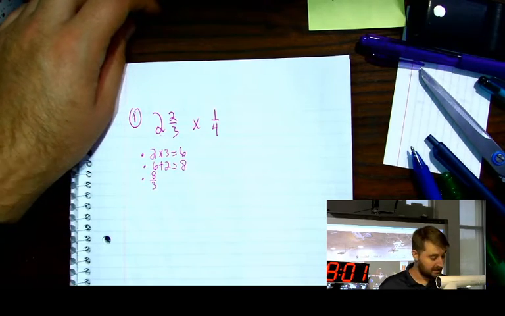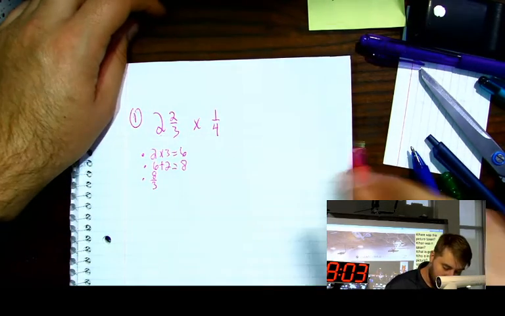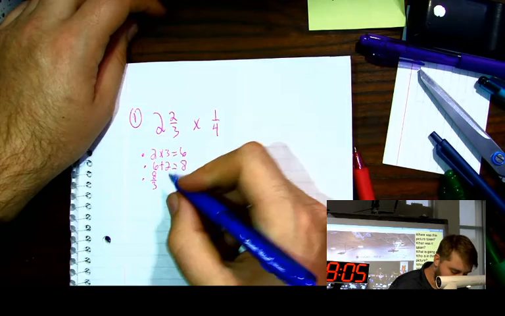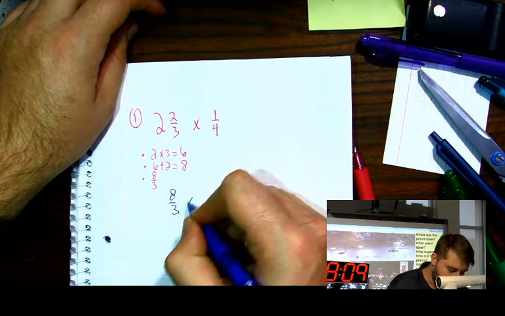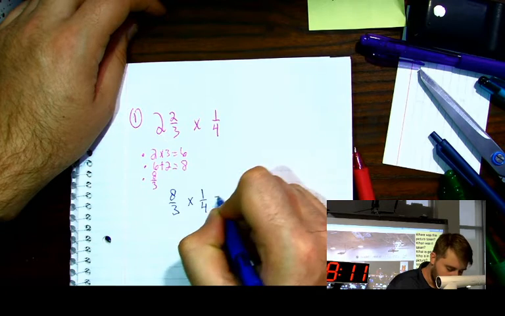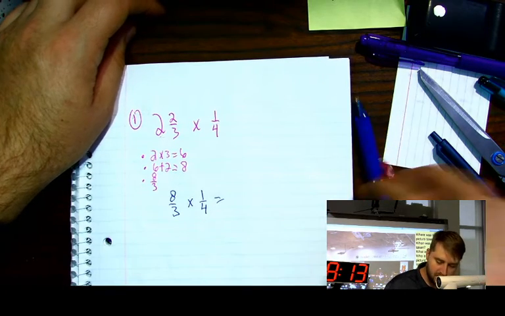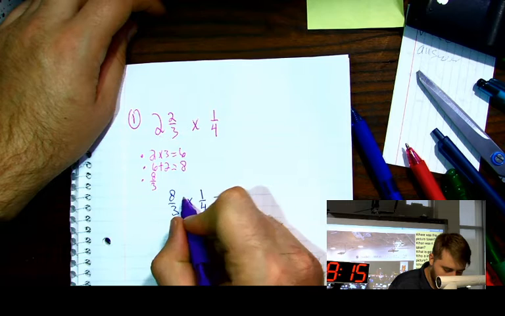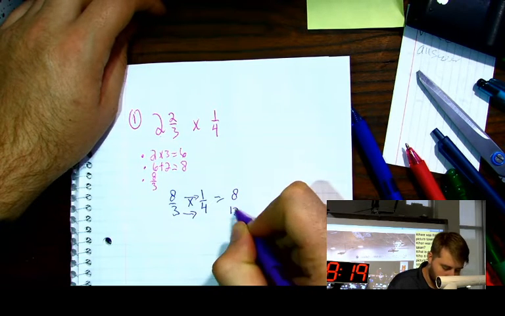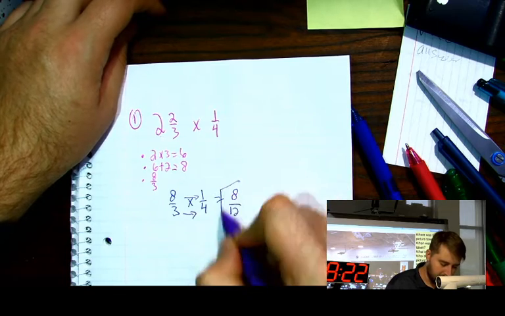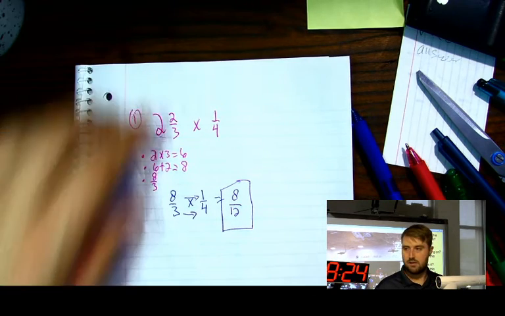Awesome. Our second step is simply to multiply our new improper fraction, 8/3, by 1/4. As we multiply our numerators, then our denominators, we see that 8 times 1 is 8, and 3 times 4 is 12. So our answer right there is 8/12.